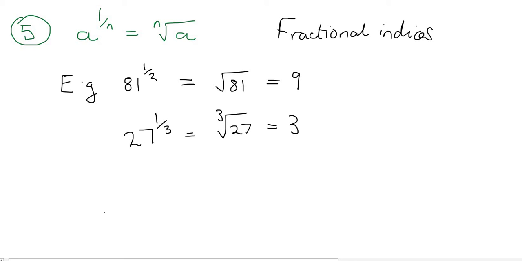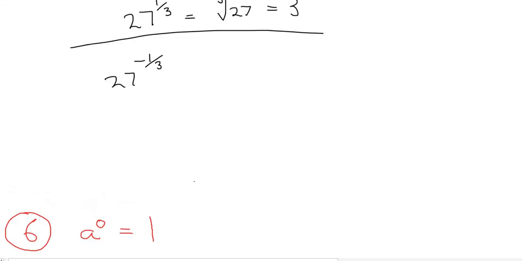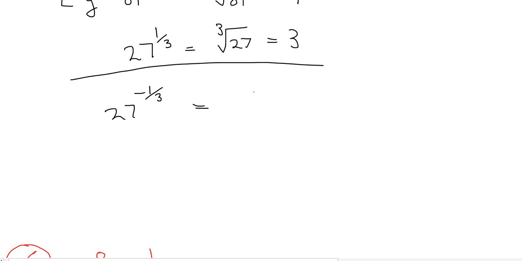Now, what about if we combine rules number 4 and 5 and we have something like this? 27 to the minus a third. Well, using rule number 4, we use the reciprocal. So this becomes 1 over 27 to the third. And from our little example here, we know that 27 to the third is just 3. So that's how you'd combine a negative and a fractional indice.